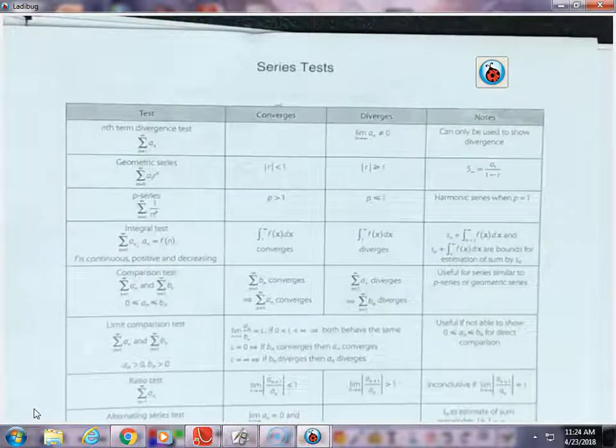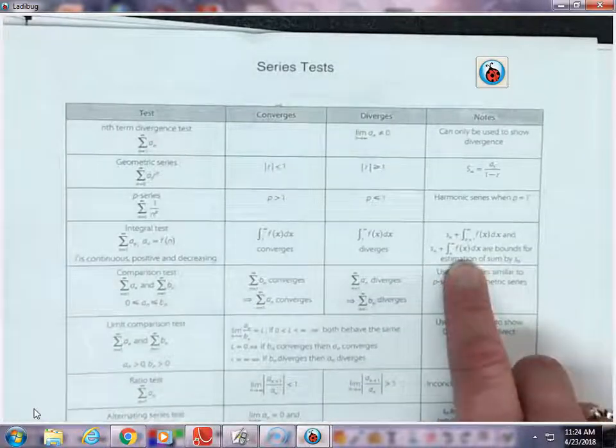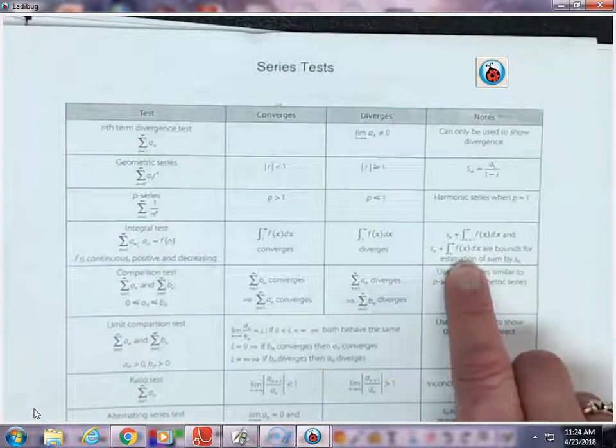This video is going to remind you how the integral test creates bounds for any estimate that you do. Let's say you were finding a sum to infinity and you estimated it just by summing the first 5 terms. You can figure out what the upper bound and the lower bound of the estimation are for your approximation. This is it.